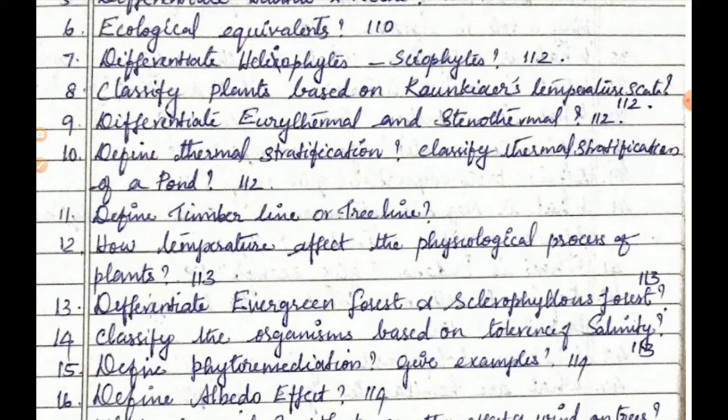The levels of thermal stratification are epilimnion, metalimnion, hypolimnion. Epilimnion is the upper layer of warmer water in a pond. Metalimnion is the middle layer with a zone of gradual decrease in temperature in a pond. Hypolimnion is the bottom layer of colder water in a pond. These are the 3 layers of thermal stratification.